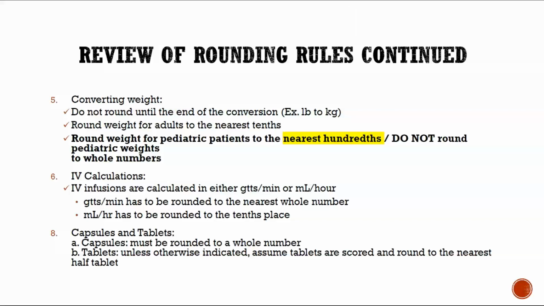IV calculations, we're really not going to use this in this section, but just as a reminder, they're usually calculated in either drops per minute or mLs per hour. Capsules need to be rounded to the nearest whole number. For tablets, unless otherwise indicated, we assume that the tablets are scored, therefore we round them to the nearest half tablet. If your answer comes in decimals, we need to convert it to fraction form.